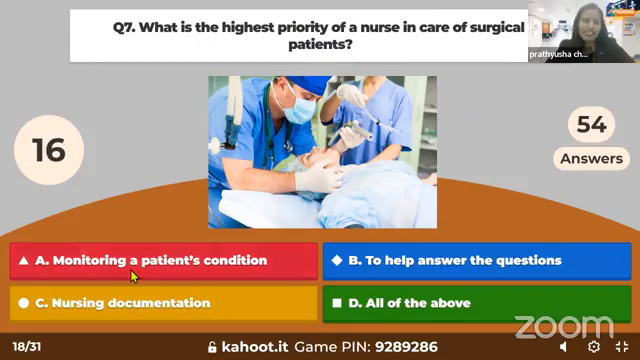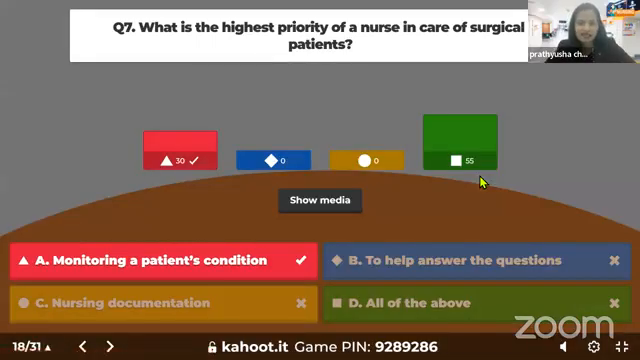Option A is monitoring a patient's condition. Option B, to help answer the questions. Option C is nursing documentation. Option D is all of the above. What do you think the best answer would be? Here they're asking you for the highest priority of a nurse. So 85 have answered it.